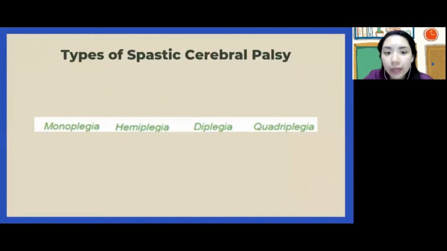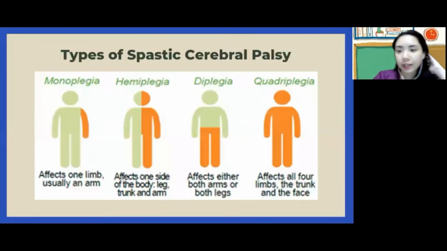So now we have different types of spastic cerebral palsy. We have 4. I want you guys to think again, no, what parts of the body ang affected based on these different types. So we have monoplegia, hemiplegia, diplegia, and quadriplegia. You can just pause it again so that you guys can think. But this is quite obvious now because it's already in the name itself, no? So sige, we're going to discuss this over here.